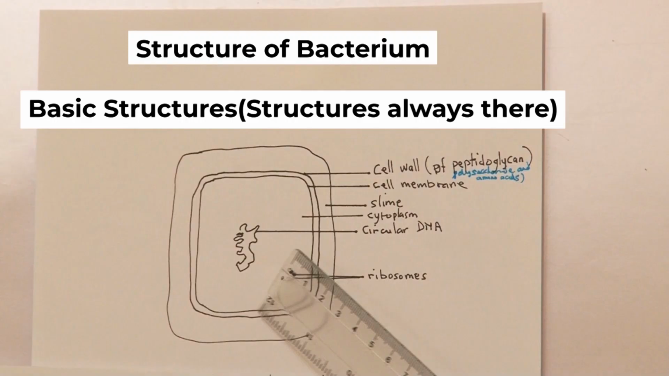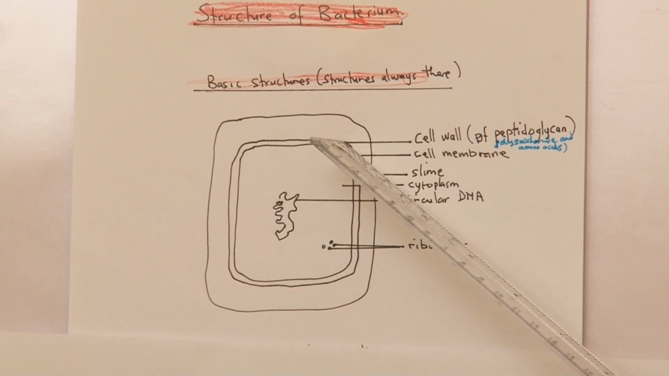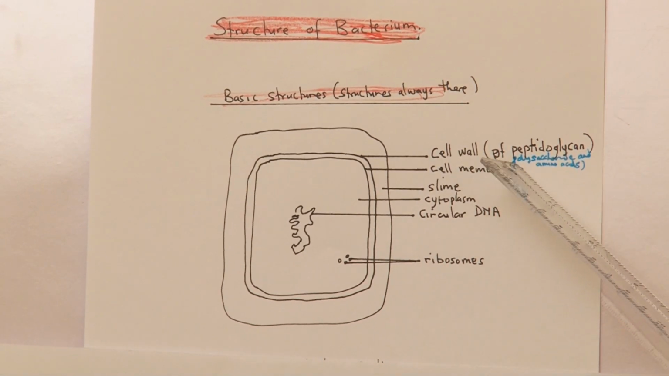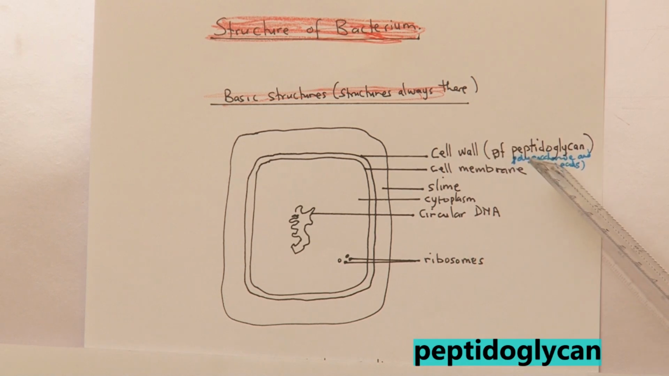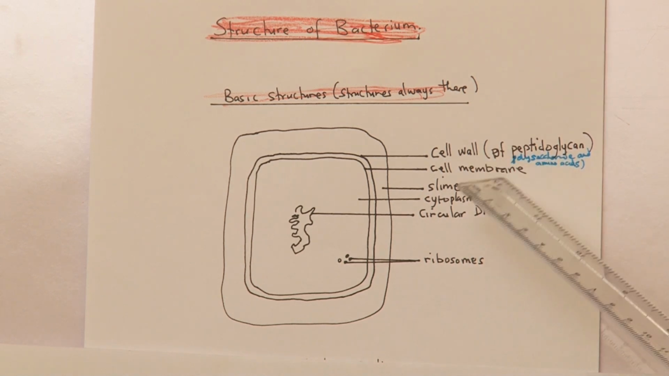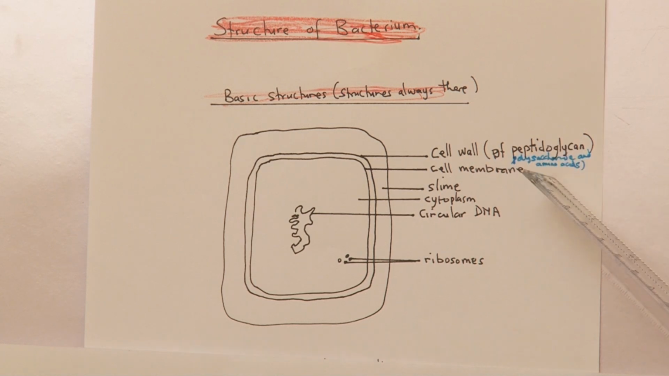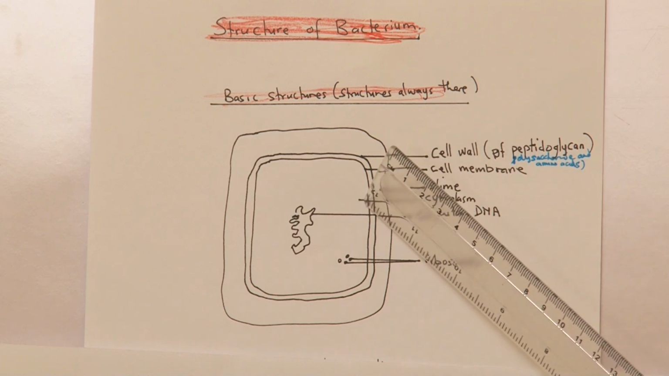Now, the structure is basically, it has a cell membrane, okay? It has a cell membrane that bounds the cytoplasm, all right? And then it has a wall, cell wall. This cell wall is made up of a material called peptidoglycan. And this peptidoglycan is made up of polysaccharides and amino acids. That's the cell wall of the bacterium.